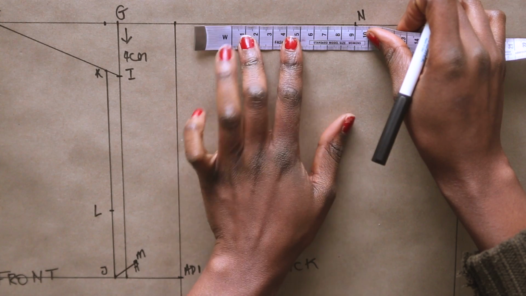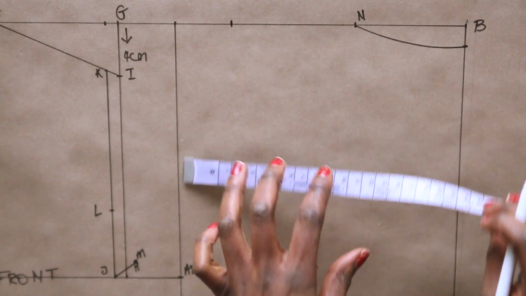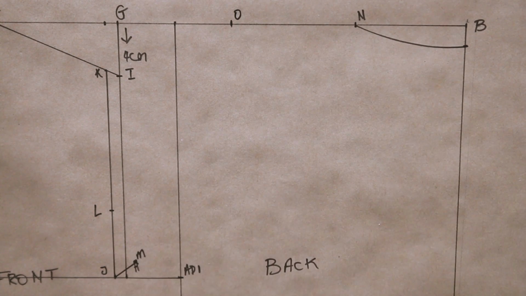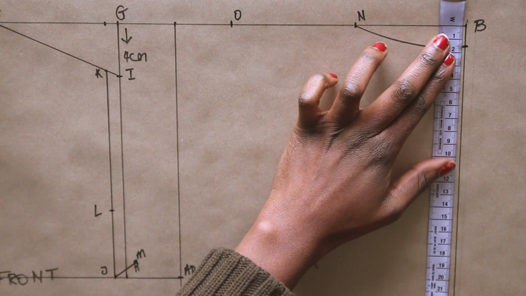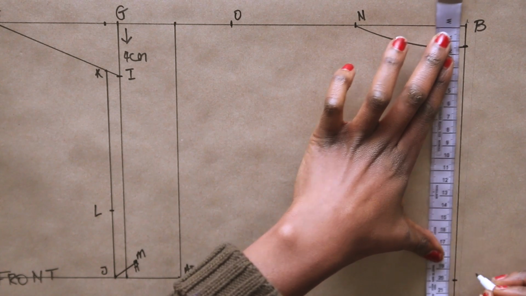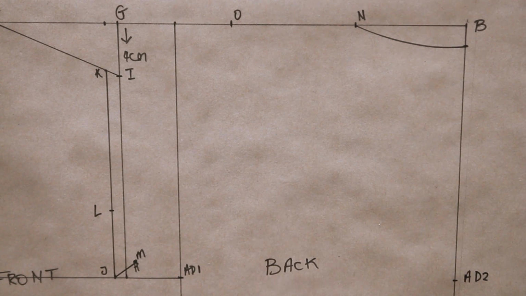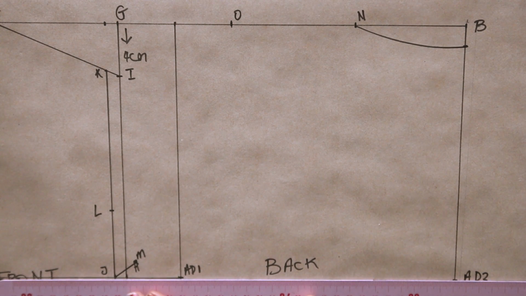Draft your shoulder slope measurement from point N. Mine is 9 centimeters, and label it O. Mark your arm side depth by measuring from point B. Label it AD2. Connect AD1 to AD2. This is your bust line for your back pattern.